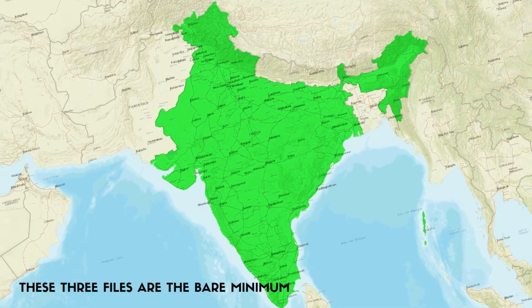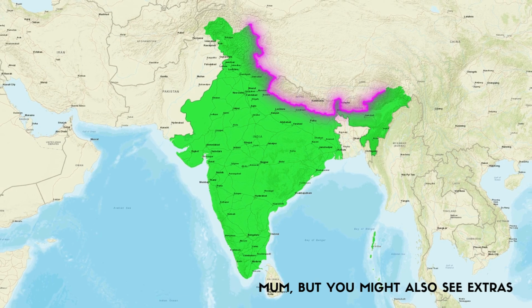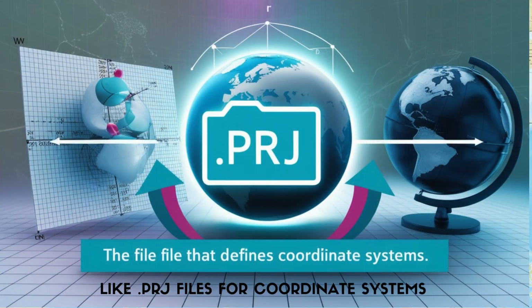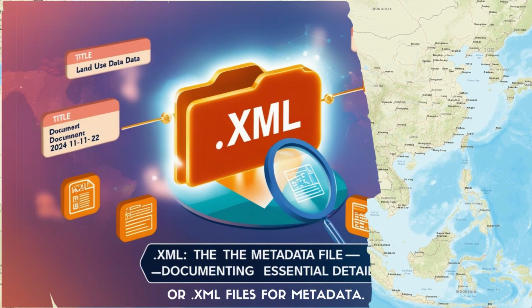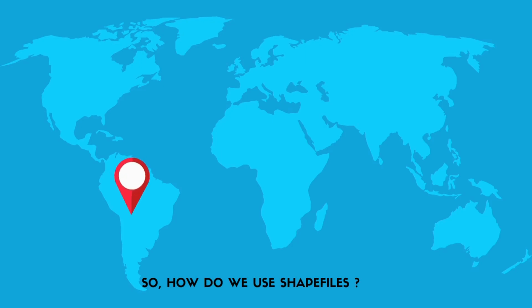These three files are the bare minimum, but you might also see extras like .prj files for coordinate systems or XML files for metadata.